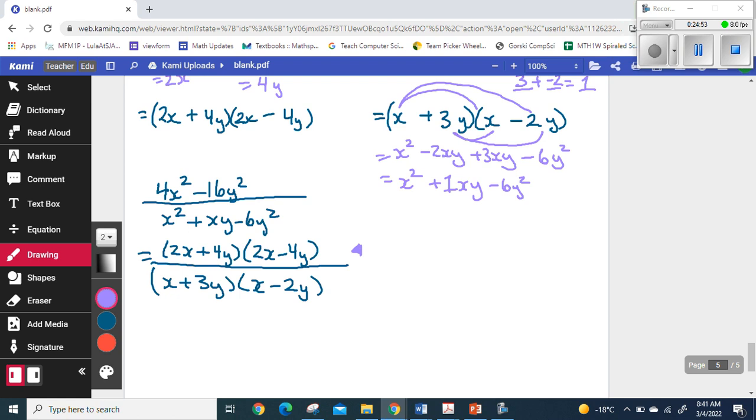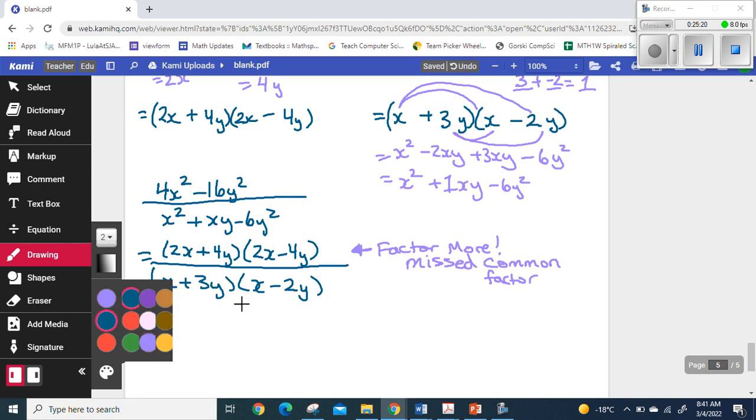Oh, but what do you notice? Can I continue to factor up top again? I can. I've got a common 2 in each one. I missed my common factor. That's okay. It's okay if you don't always get it right at the start. I could have common factored it right at the start, for sure, but I didn't. I missed it. So you know what? Let's do it now. I can take a 2 out of this first bracket, x plus 2y. I can take a 2 out of the second bracket, and that gives me an x minus 2y.